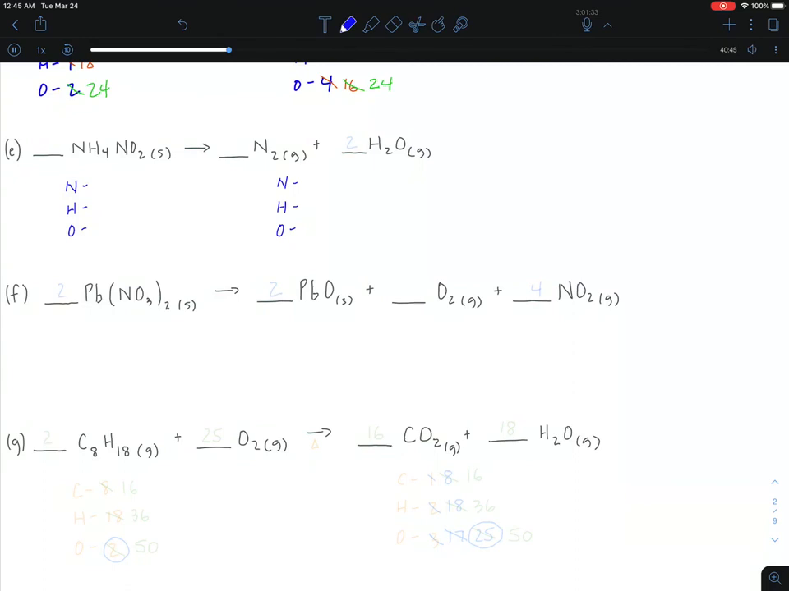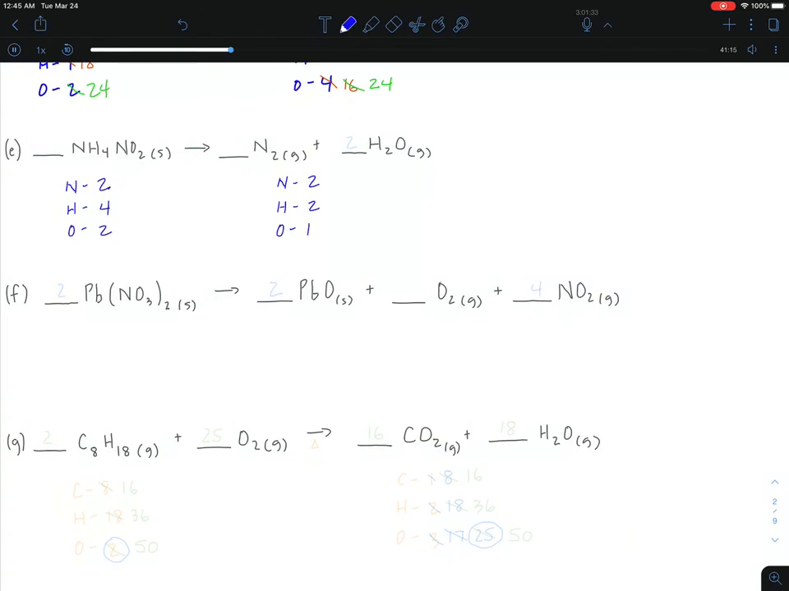So on the left, on the reactant side, we're going to add up all the moles of everybody. I see I've got 2 moles of nitrogen atoms. I have 4 moles of hydrogen atoms, and I see that I have 2 moles of oxygen atoms. So we're going to decompose this thing as ammonium nitrite. We're going to decompose that to nitrogen gas and water. And on the product side, I've got 2 moles of nitrogen. I've got 2 moles of hydrogen, and I've got 1 mole of oxygen.